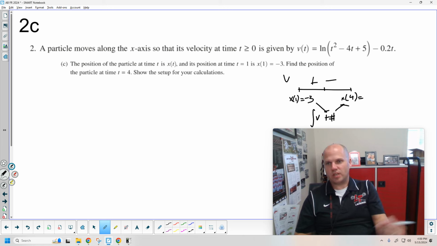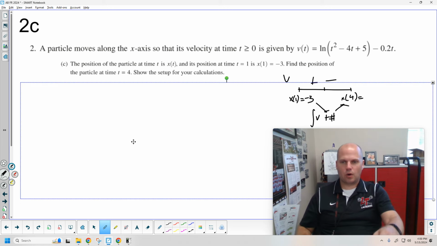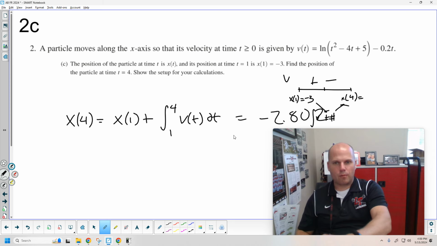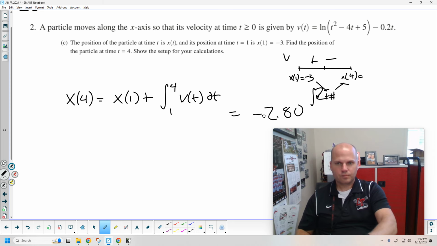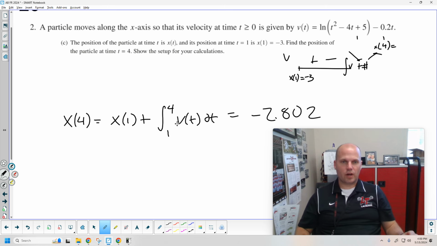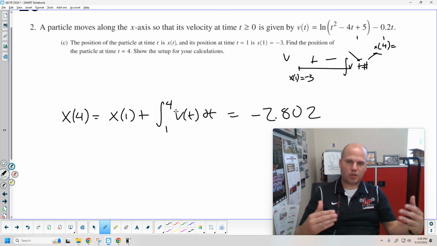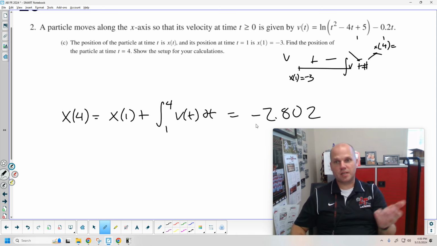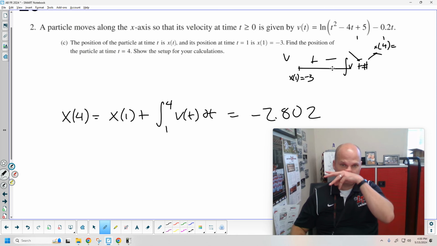This plus this will equal that. You have to know that we have a displacement, whatever this 1 to 4 is, a displacement. It's a change of position. It'll end up being positive, though there is some positive and some negative stuff going on.